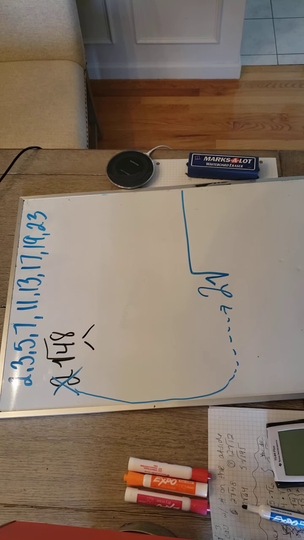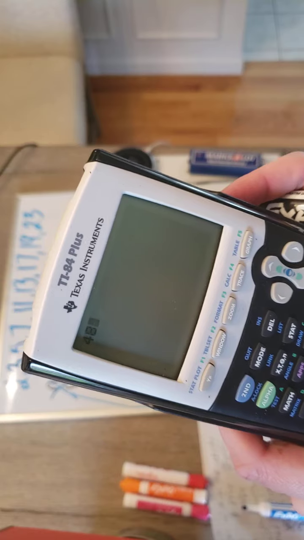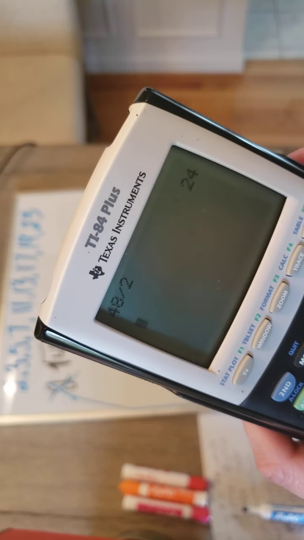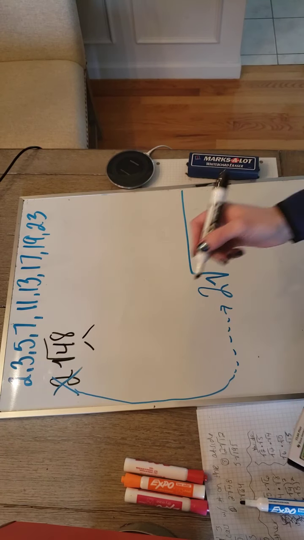So 2 numbers that multiply to 48, if you had no idea, start with your first prime number. Is 48 divisible by 2? Yes. What are my 2 numbers? 2 and 24.